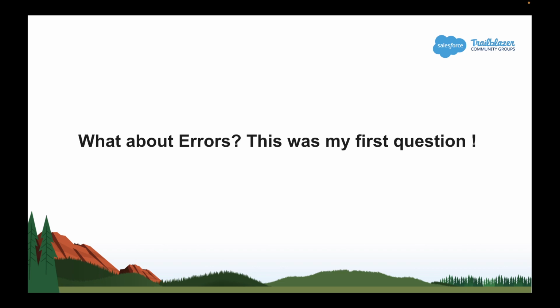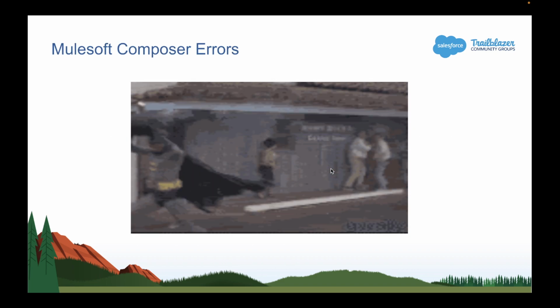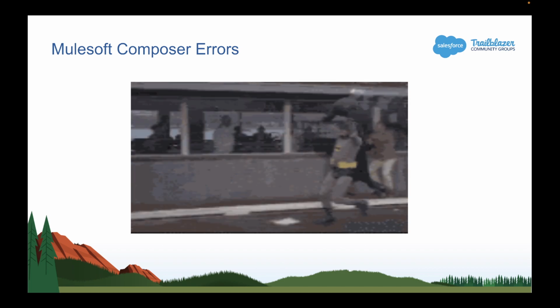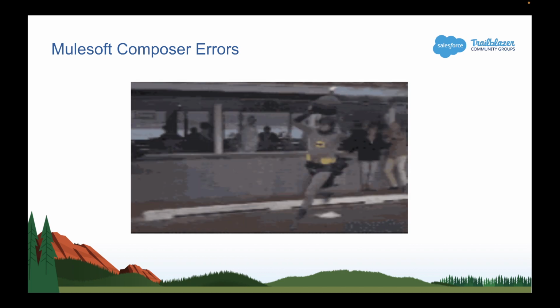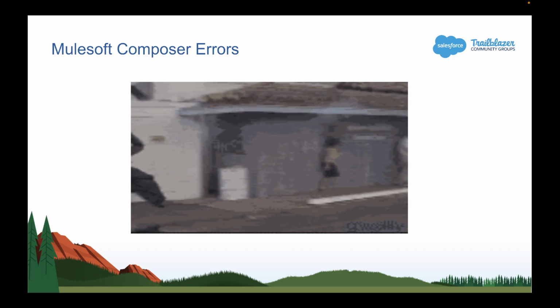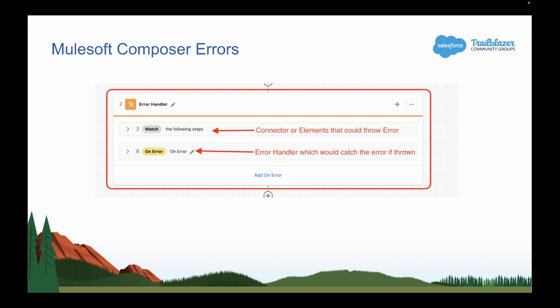Because of which, error handling was very important in MuleSoft Composer. So this was the state of MuleSoft Composer before error handling, right? It was like a ticking time bomb. You don't know when it would burst out and throw errors, because of the absence of error handling. So this was actually introduced, I would say, 2 weeks back: error handling in MuleSoft Composer, right?